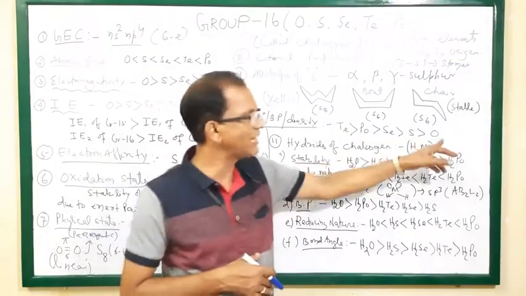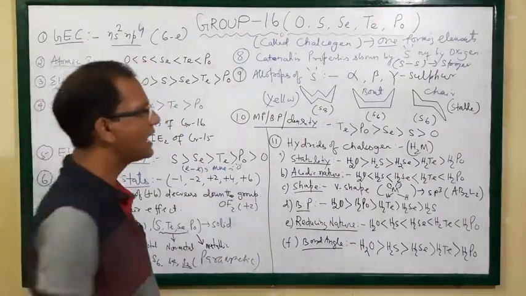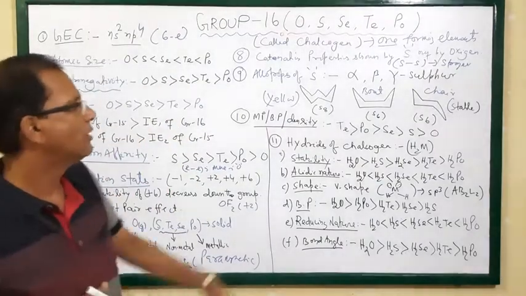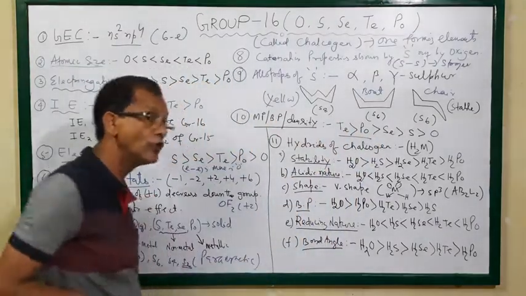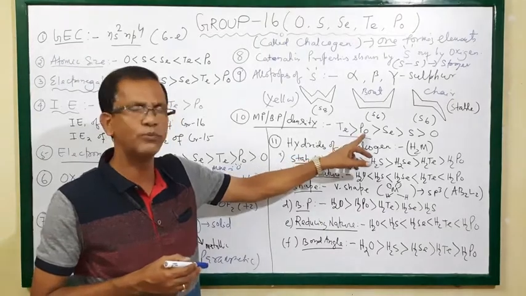But why does oxygen have the least melting point and boiling point? Due to small size. As it is the smallest atom, it has a very low boiling point and low melting point. But the very important difference is between these two, tellurium and polonium. Why is tellurium greater than polonium? Due to the low covalency of polonium.